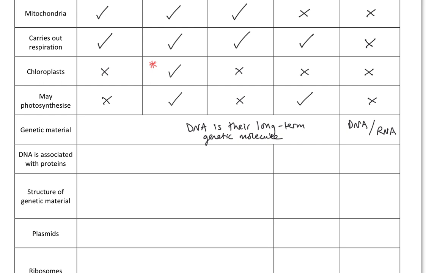Next, DNA is associated with proteins. Yes, it is, in the eukaryotes. It's basically DNA and it wraps around histones. We do that in topic 4. Whereas bacteria, as we just did, don't have their DNA associated with proteins. It's just all loose all the time. All the genes are available.